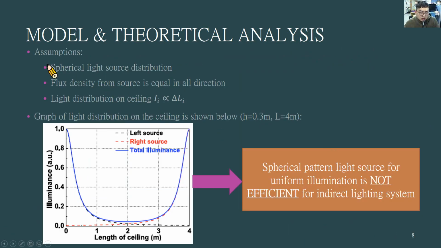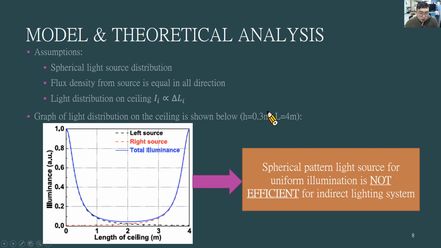Okay, we have 3 assumptions to be made. The first one, the light source distribution would be spherical. The second one, the flux density from the source should be equal in all directions. And the third one is that the light distribution on the ceiling for the I part of the ceiling would be proportional to the delta Li. And we can get the following graph.